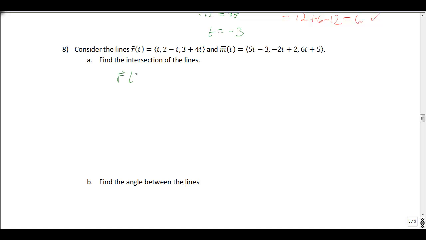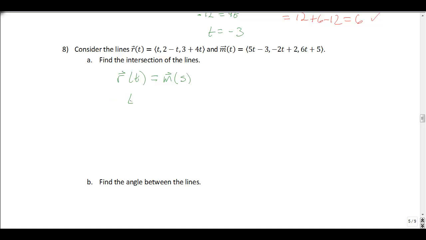We're going to get r of t equals m. Now it's tempting to put a t in here, but it could be a different value. So for instance, like r of 1 could equal m of 2. So let's just put in an s here. And that's going to give us 3 equations and 2 unknowns.